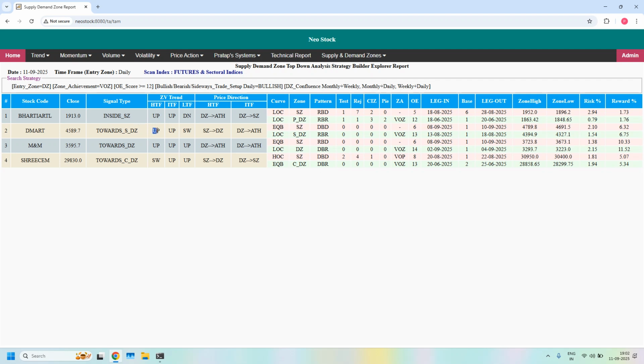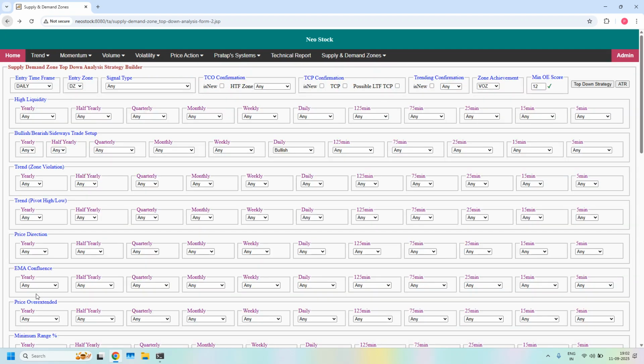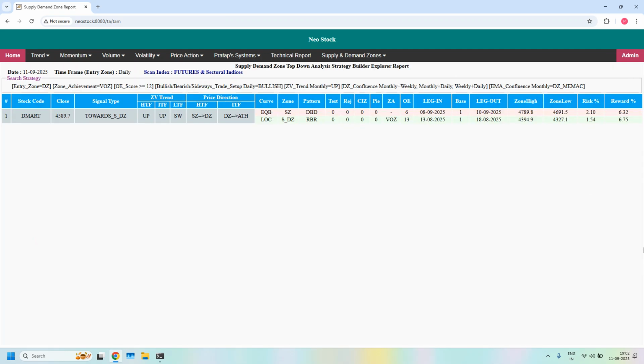And the monthly supply zone for the first 3 stocks, let us verify. EMA confluence, and monthly demand zone with monthly EMA, not monthly supply zone, monthly demand zone with monthly EMA. Trend on the monthly should not be sideways, should be uptrend. So one stock. So this is a high probability trade setup, demand zone. But less than 20 checklist items should be satisfied, otherwise it will be violated. So this is the bullish trade setup for monthly income trade.